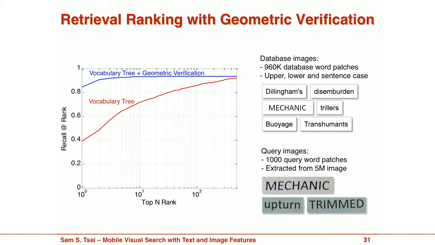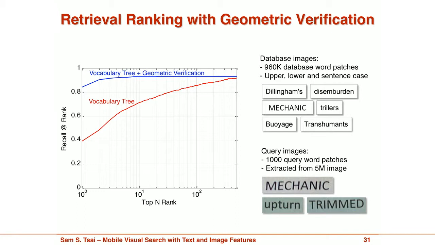We don't generate lower casings for names, so it's not 400 times 3. We use Arial fonts and generate words. Shown on the right are some examples of our database words. For testing, we printed words and took pictures of them and generated 1,000 queried word patches.